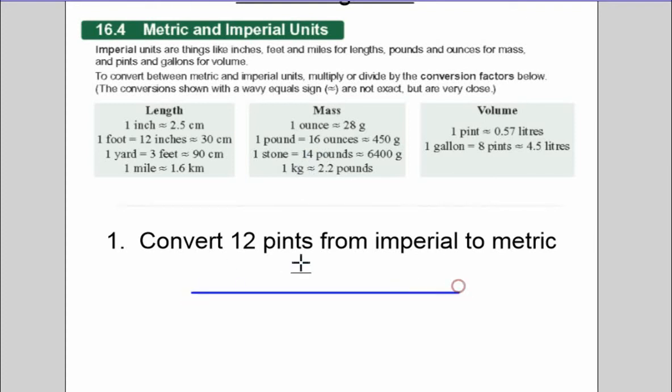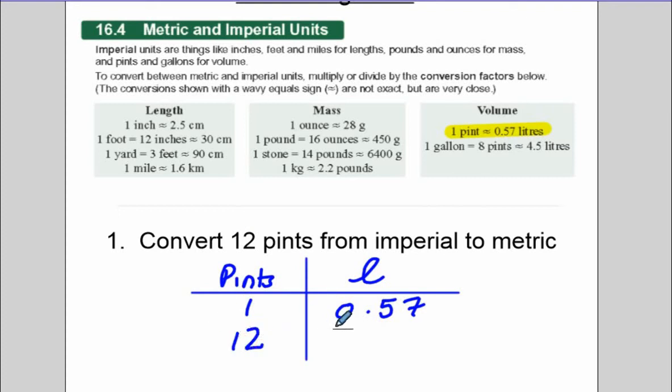So here's how we do it. We draw our table. Then we take the information from the conversion chart, pints, and then the other thing, litres. So we put pints, and then we can use this fancy L for litres. 1 pint is, very roughly, that's why instead of showing an equal sign, it's got a little squiggle here, approximately 0.57. We're going to convert 12 pints and find out how many litres, the metric units, there are.